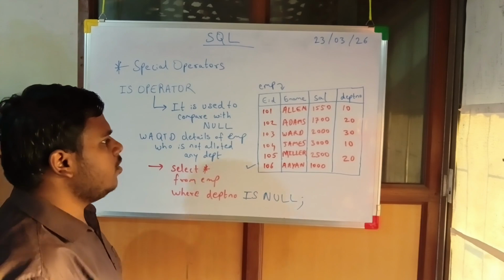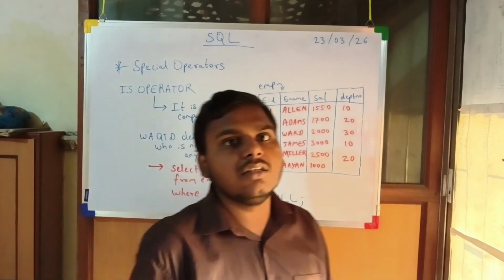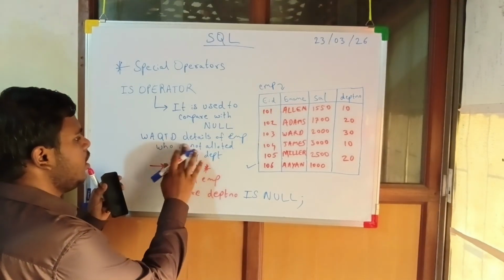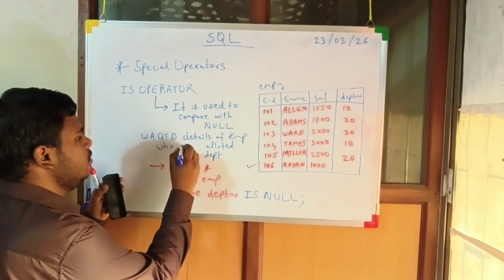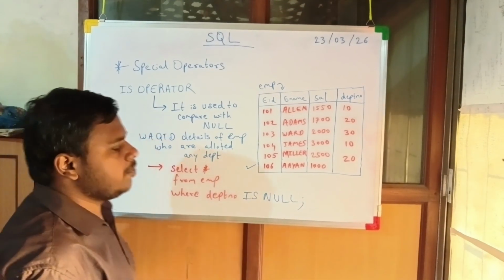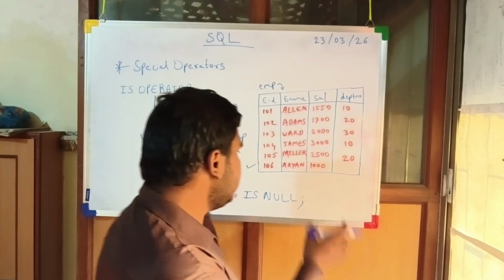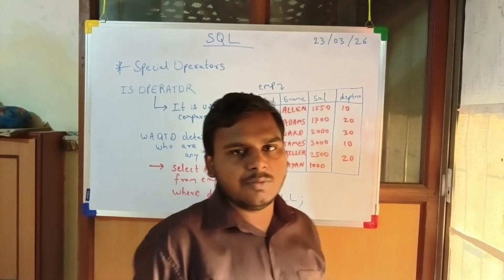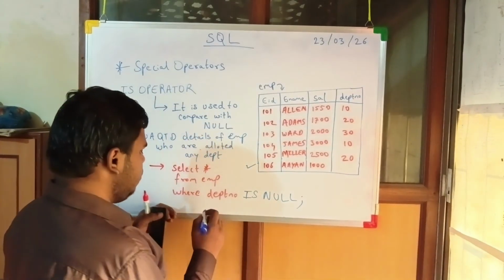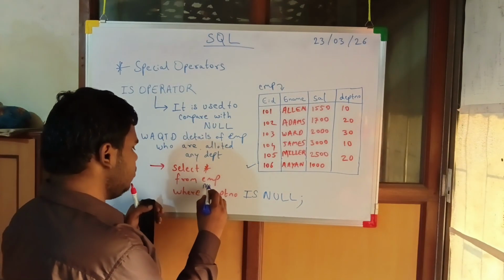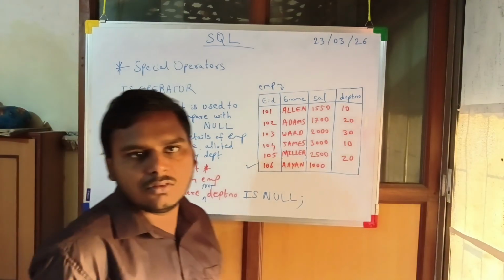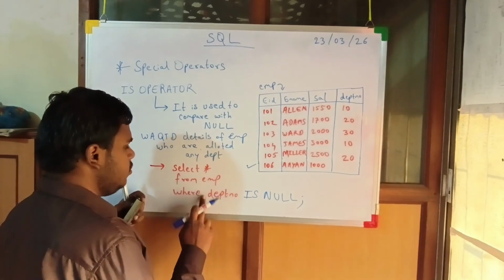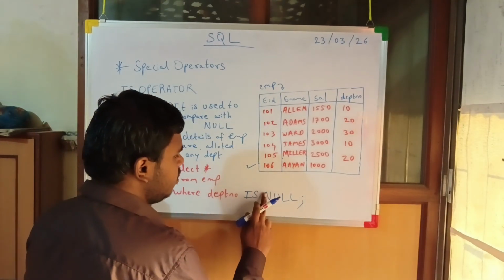But suppose I want the details of employees who are assigned a department number instead of not assigned, who are allotted. If I give you a question, who are allotted any department, means other than this I want everything else. So what we used to do is add a not operator to negate the condition. You can add the not operator here also: not department number is null. You can do it like this, it's your wish, or you can try it like this: is not null.